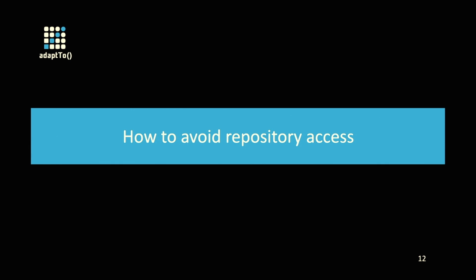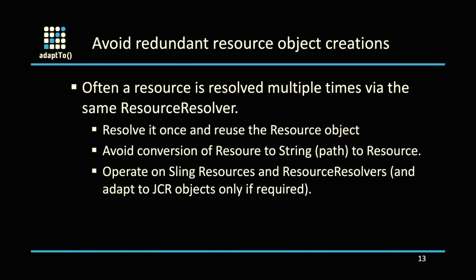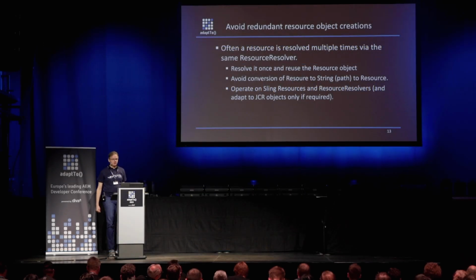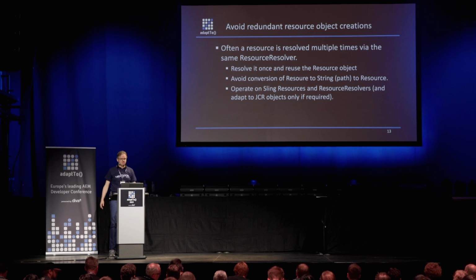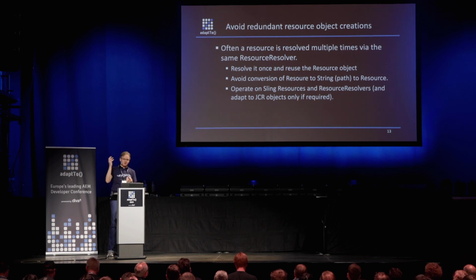So when we know repository access at scale is a problem and makes things slow, how can we avoid it? How can we avoid repository access? That means, of course, a few very general recommendations. Avoid it, yeah. I see a lot of code where I have a resource, get the path, do some string operations on the path, and then resolve this again to a new resource. This is a common pattern I see all over the place.